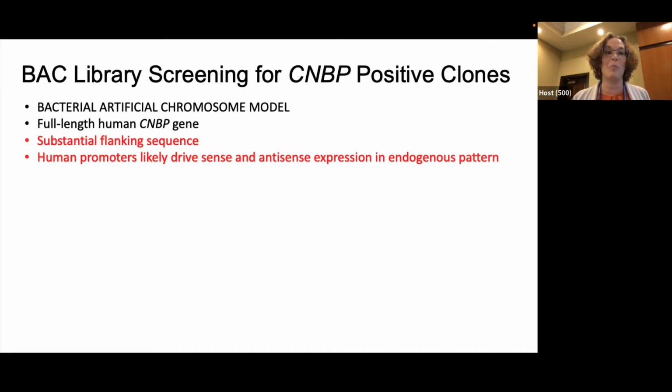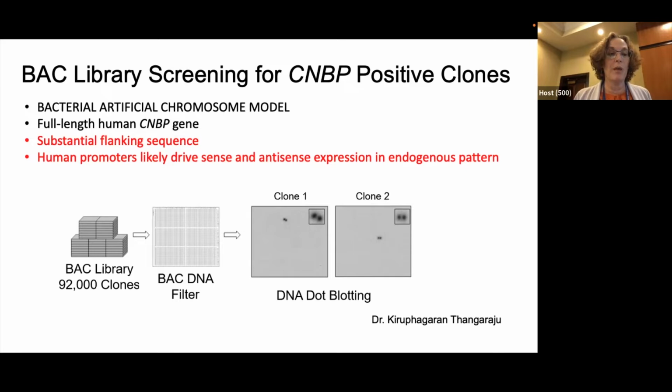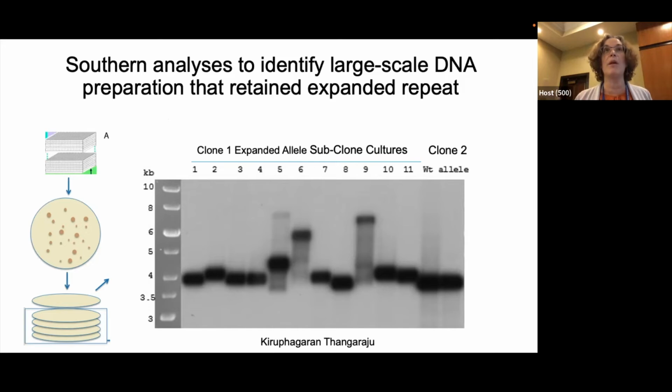that then you can use to make a mouse. And the advantages would be that it contains the full-length human CNBP gene, substantial flanking sequences, so it will be using the human promoters. And given that this disease gene is expressed in such a complicated way with both sense and antisense transcripts, we thought that that was probably a good idea. So we took a human patient cell line and used that to make a bacterial artificial chromosome library, and then screened that library for the CNBP gene. We had 3 clones.